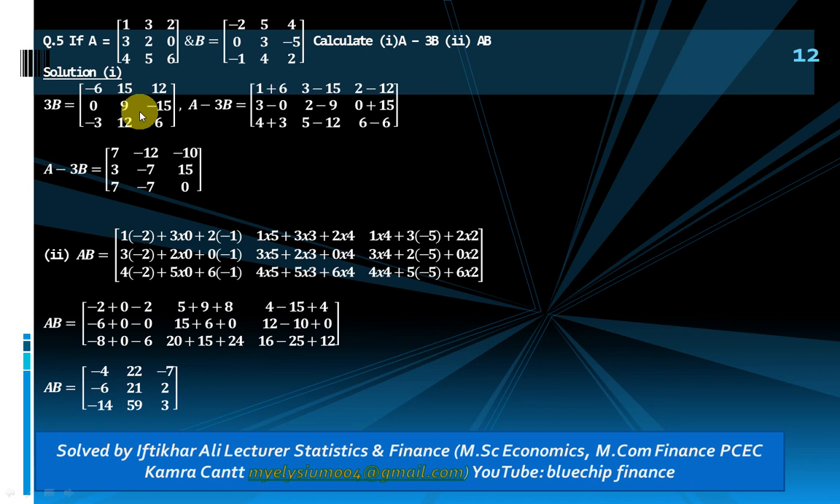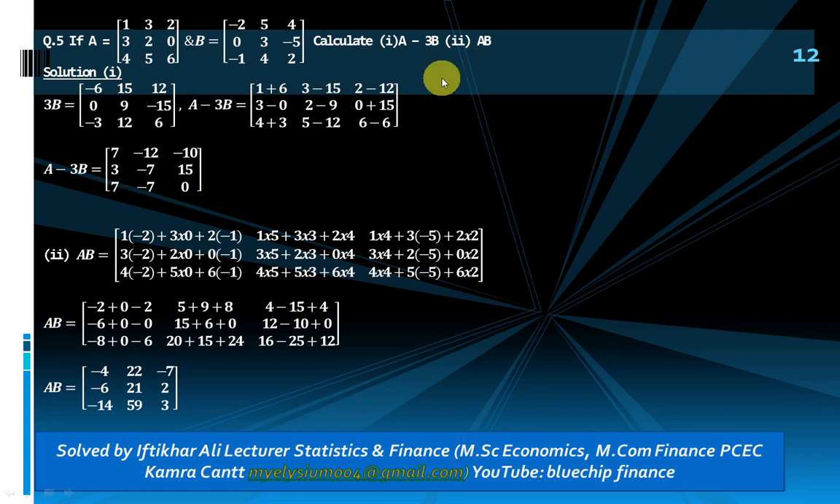After that, we just subtract the 3B matrix from the A matrix. So 1 minus 6, which becomes 1 plus 6, 3 minus 15, 2 minus 12, 3 minus 0, 2 minus 9, 0 minus 15, which will become 0 plus 15, and 4 minus 3, which will become 4 plus 3, 5 minus 12, and 6 minus 6, and finally A minus 3B will be equal to this.